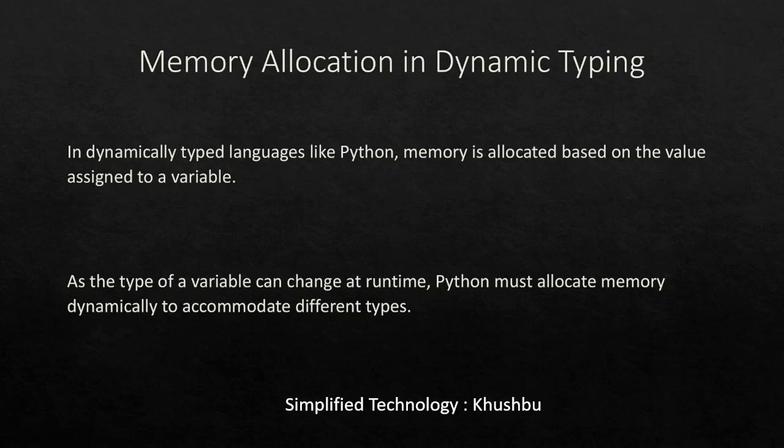So how is memory allocation done in dynamically typed languages? When we declare an integer variable in C++ or Java, 4 bytes of memory are allocated for that variable in the computer's memory. In dynamically typed languages like Python, memory is allocated based on the value assigned to a variable. As the type of a variable can change at runtime, Python must allocate memory dynamically to accommodate the different types. So the memory allocation is also done dynamically.